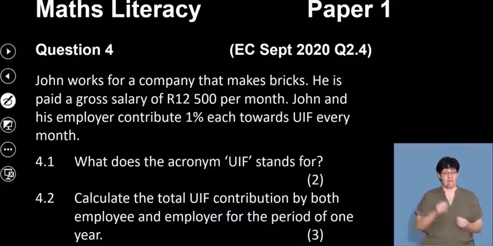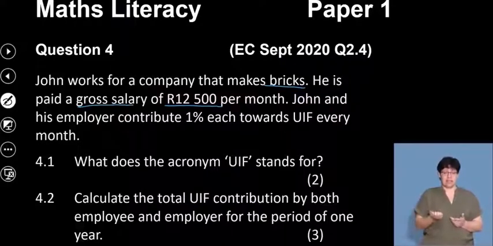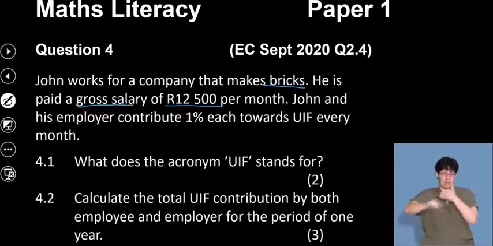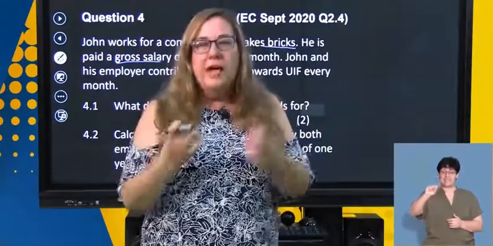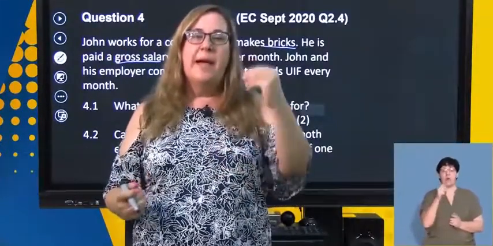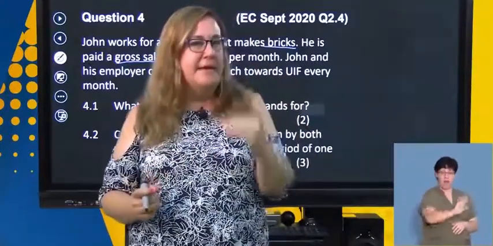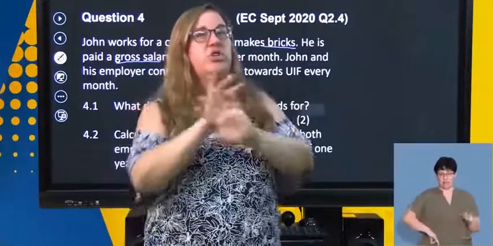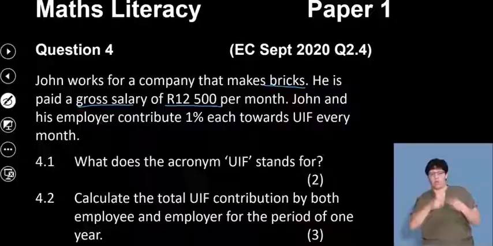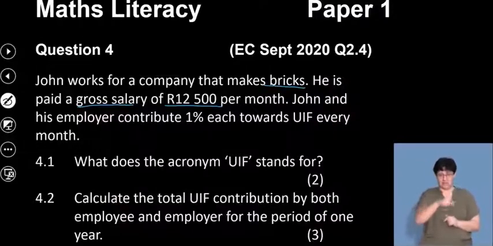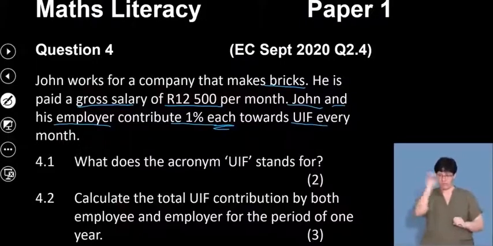So we now have John works for a company that makes bricks. He's paid a gross salary of 12,500 Rand per month. So gross salary, you've got to look out for these words and remember it. This is what the company pays him. It's not what he gets in his bank account. That is called your net salary. So this is before deductions or anything. It's what the company pays him. John and his employer contribute 1% each towards UIF every month.